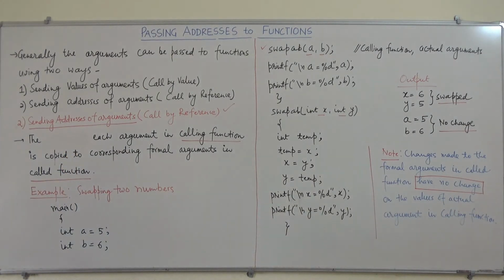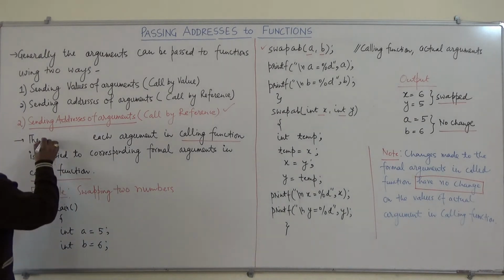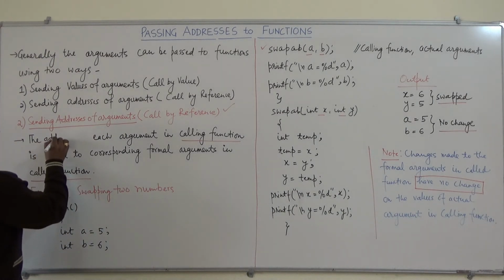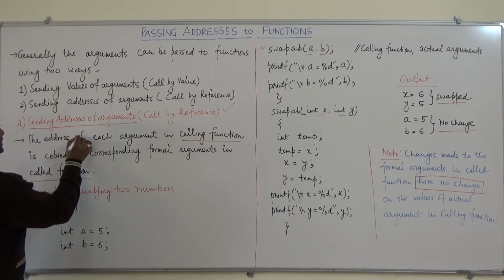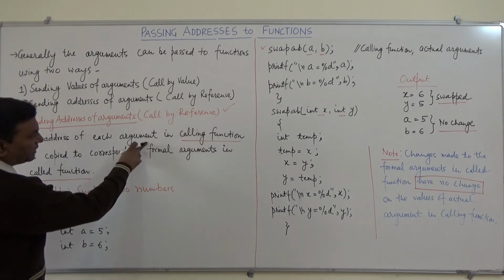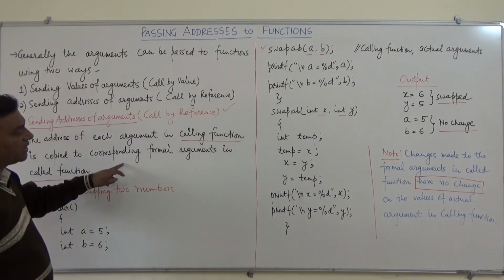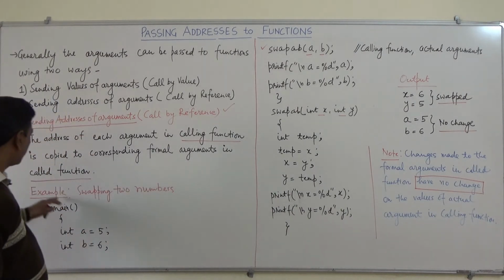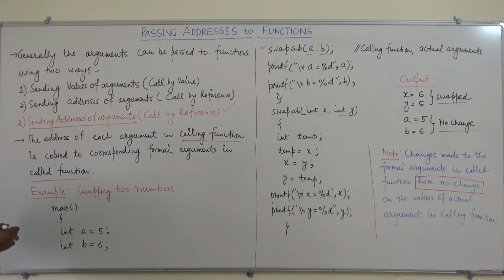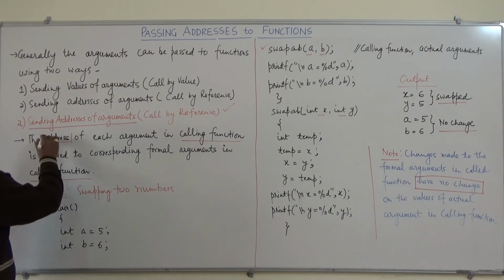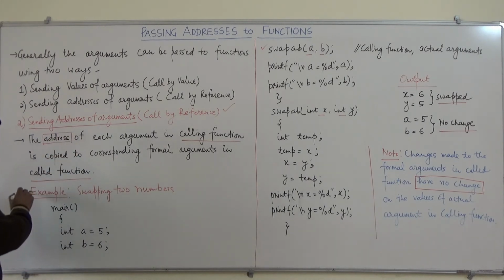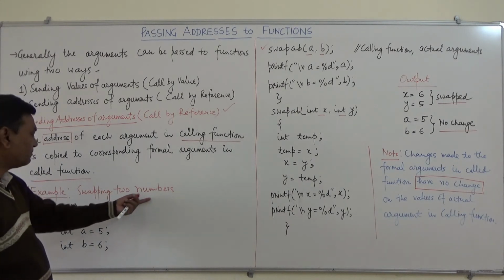So we can write: address of each argument in calling function is copied to corresponding formal arguments in called function. So earlier we were taking the value, but here we will take the address. Now we will take the same example in which we will swap two values, two numbers.